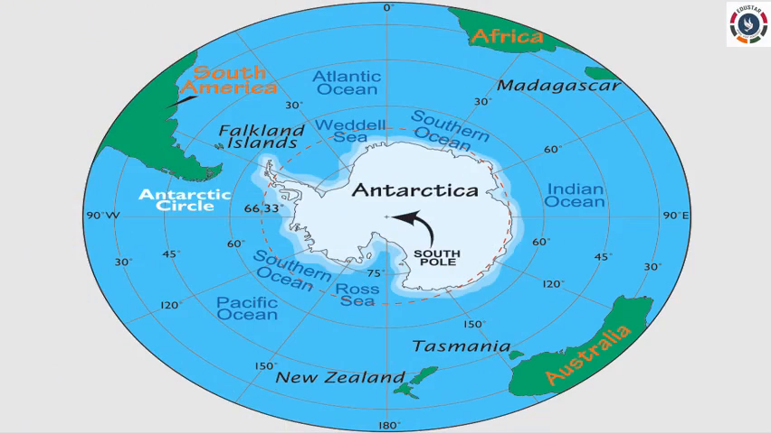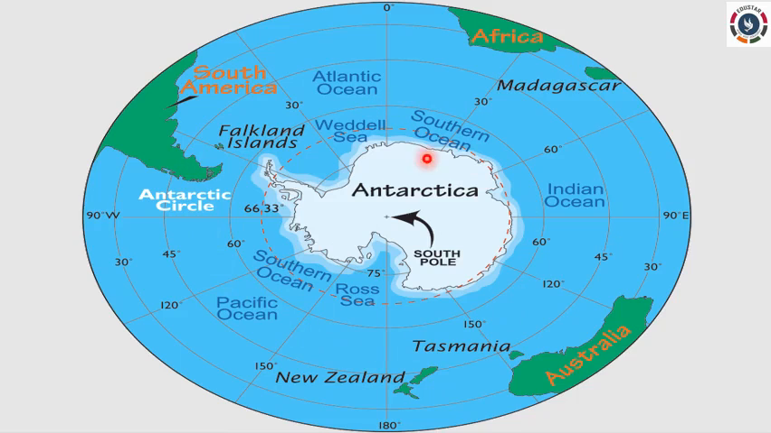Next we will see about Antarctica. Antarctica is the fifth largest continent. It is an island continent. It is surrounded by Indian Ocean, Atlantic Ocean and Pacific Ocean on its sides. It lies entirely within the Antarctic Circle.